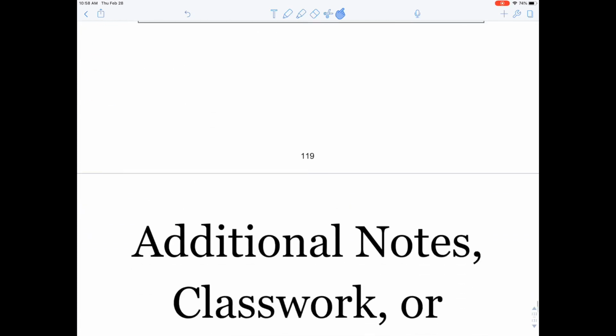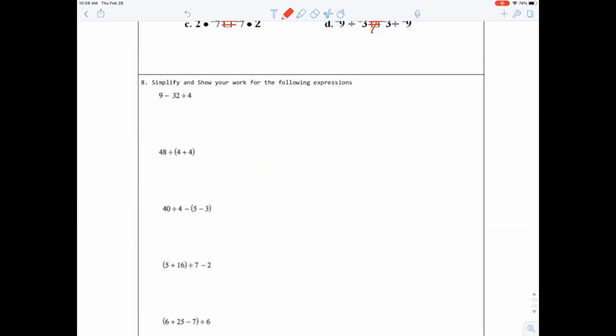Okay, and wrapping it up here, question 8 on this page requires us to review our order of operations, our favorite thing called PEMDAS. Okay, and I write it like this because you don't do multiplication before division. You actually do multiplication and division in order from left to right, and then same thing with addition and subtraction. Okay, so let's go ahead and do this.